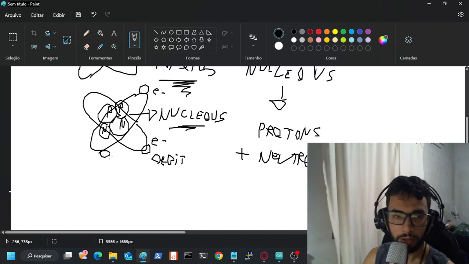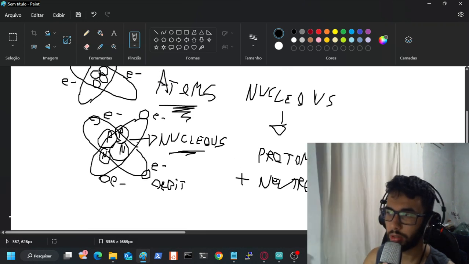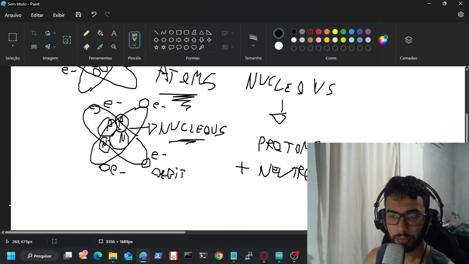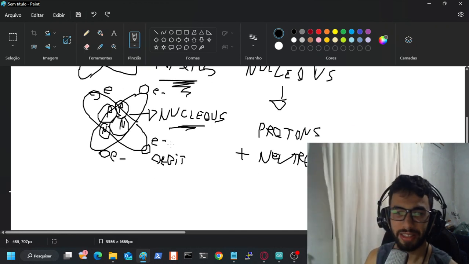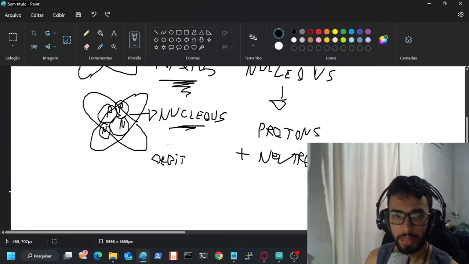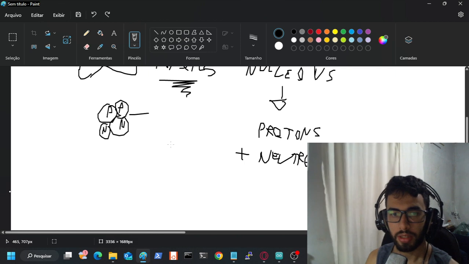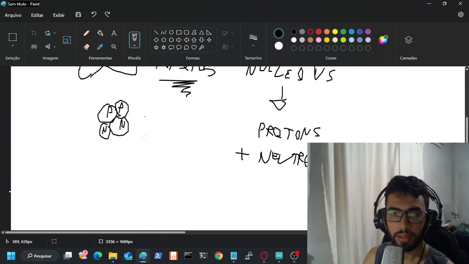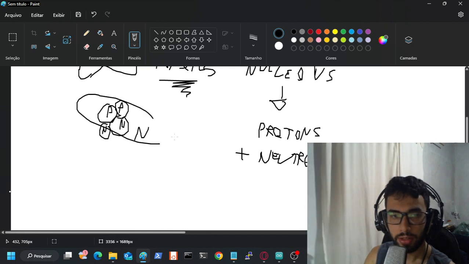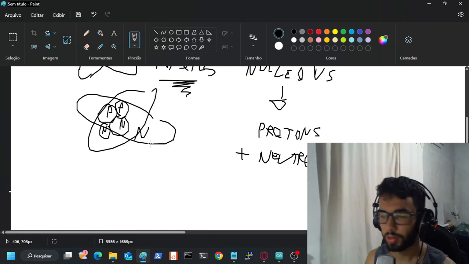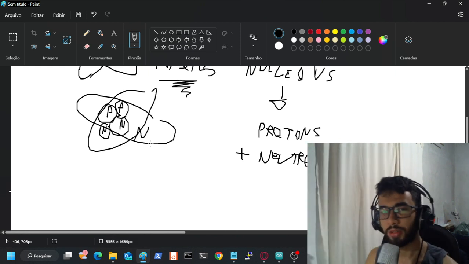So in this case we have this drawing here. I'm sorry for this messy drawing, guys. But basically it's something like that. We have the nucleus here with protons and neutrons, and surrounding it we have electrons. So then electricity works with these surrounding electrons.